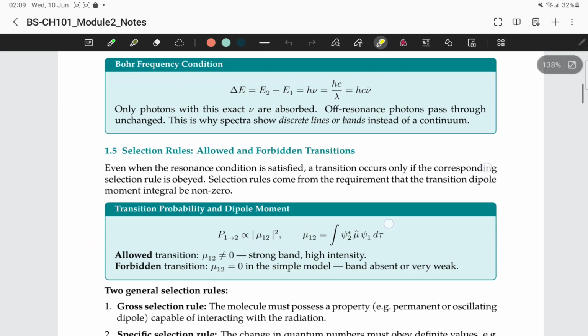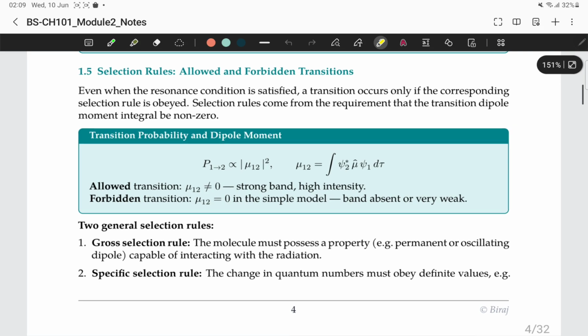Now coming to the most important part, our selection rules. Selection rules revolve around two factors: allowed and forbidden transitions. Even when the resonance condition is satisfied, a transition occurs only if the corresponding selection rule is obeyed. The selection rule comes from the requirement that the transition dipole moment integral be non-zero.